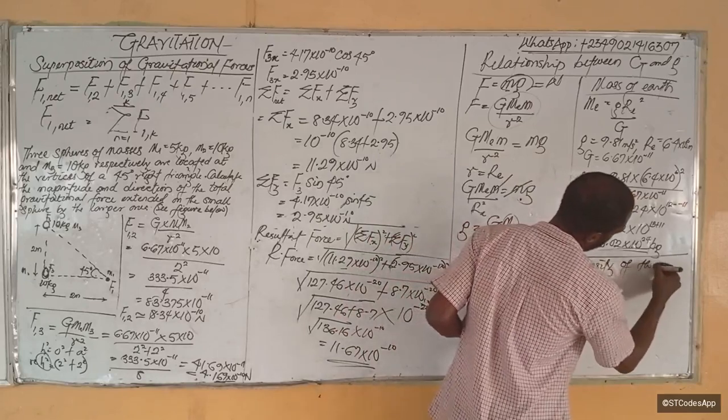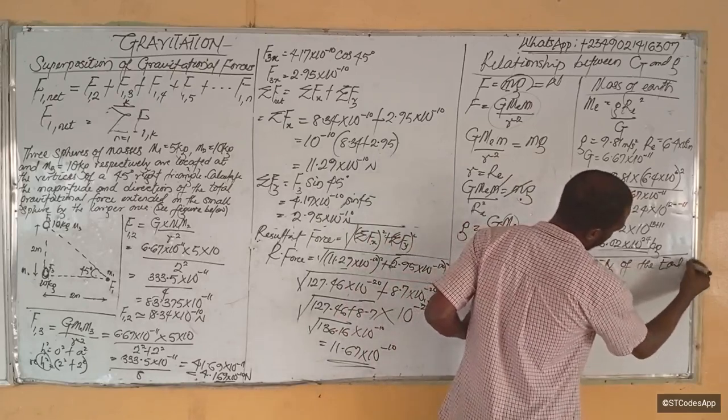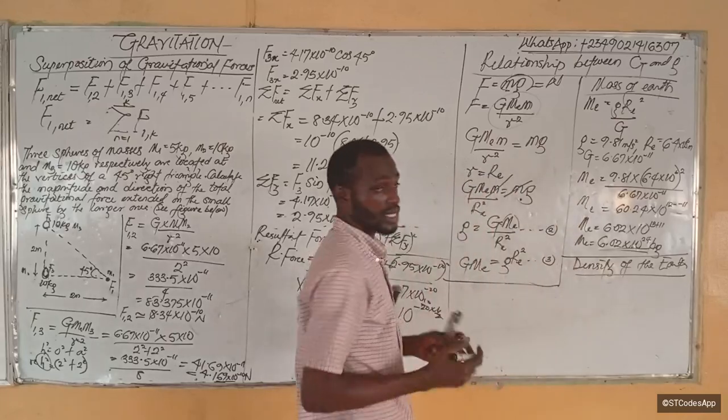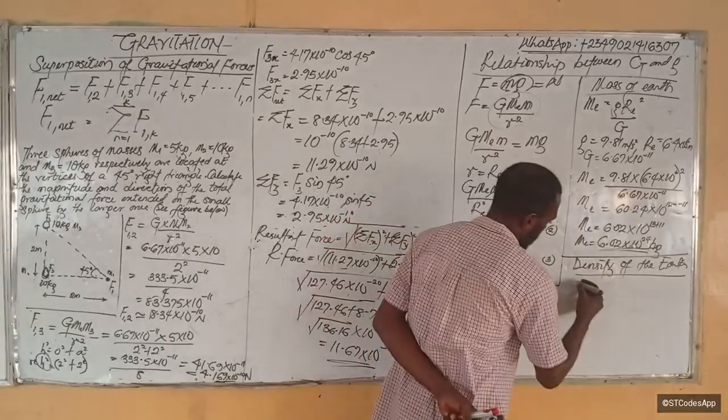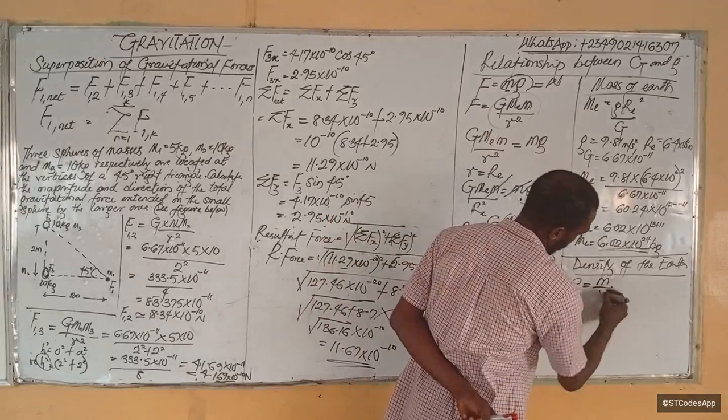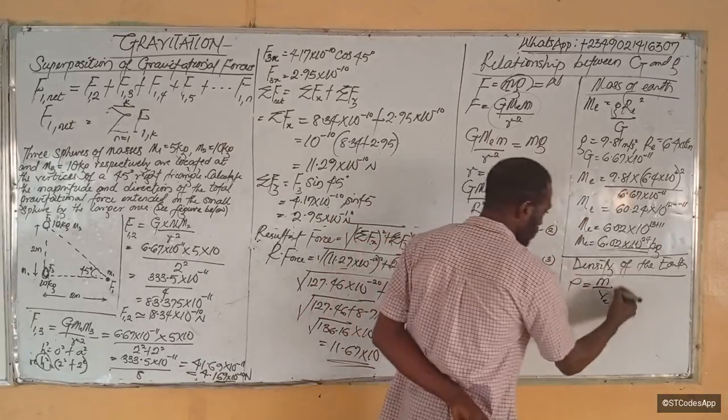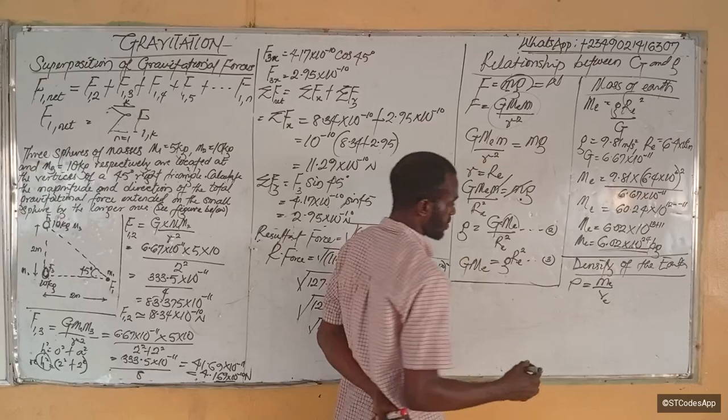You see, we can use this formula, these things, to generate many things about the Earth, the properties of the Earth. We could record that density is equal to mass over volume. So we need the volume of the Earth, right? Mass of the Earth over the volume of the Earth.